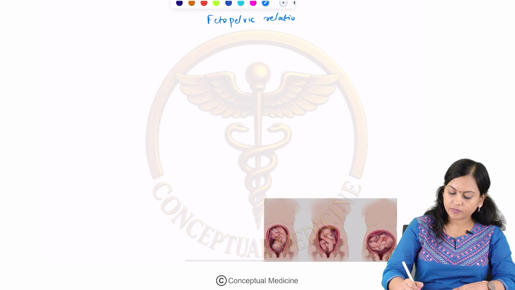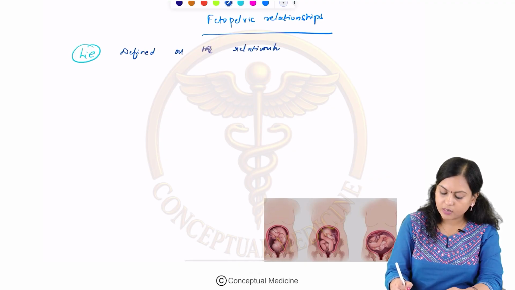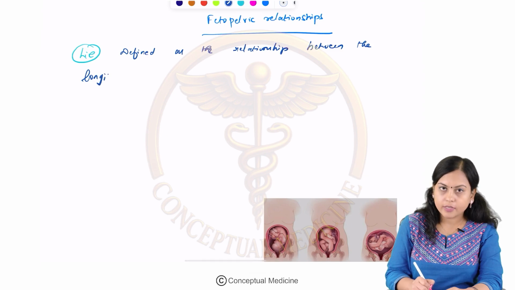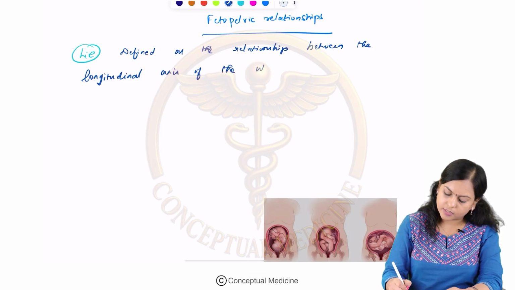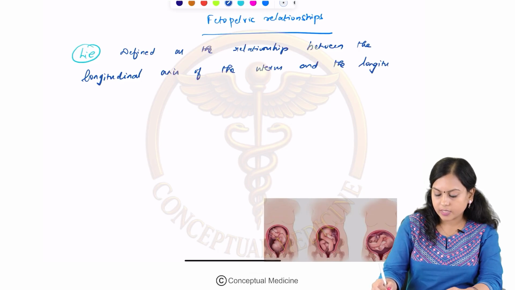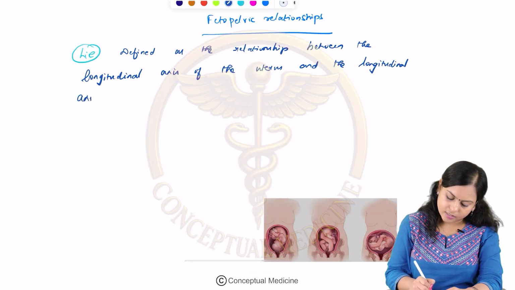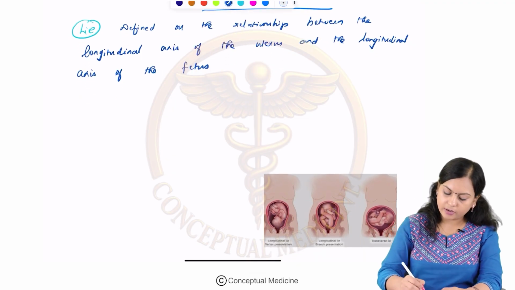Fetopelvic relationships. Okay, we'll see what is lie. Lie is defined as the relationship between the longitudinal axis of the uterus and the longitudinal axis of the fetus. Okay.